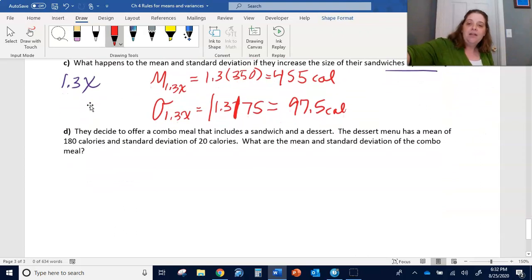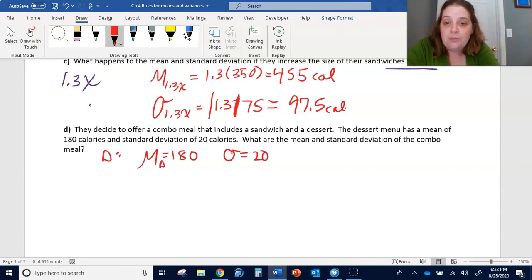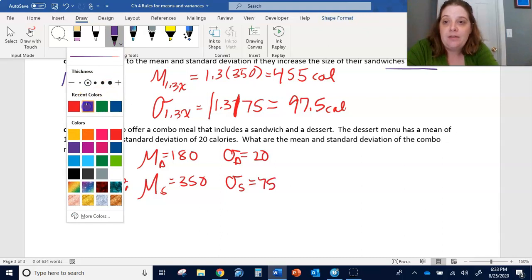All right. Now, they decide to offer a combo meal that includes sandwich and dessert. The dessert menu has a mean of 180 calories and a standard deviation of 20 calories. I'm going to put little subscripts here so I can keep these apart. I know that the sandwiches had a mean of 350 calories, and that the standard deviation of the sandwich was 75 calories. So what is going to happen here? What are the mean and standard deviation of the combo meal?